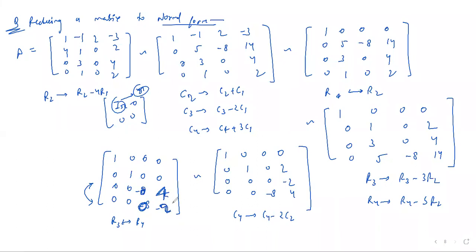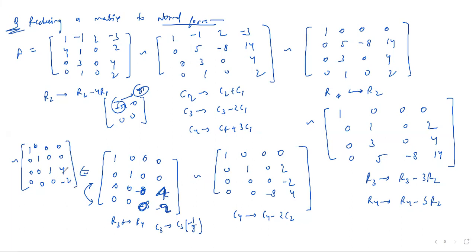Now after this we have to make this element 1. So for this we will apply in C3 into minus 1 by 8. After this we will get the matrix as 1 0 0 0, 0 1 0 0, and this is 0 0. We are applying minus 1 by 8. So this will be 0 0 1 0, and this is 0 0 4 minus 2. This is what I got.